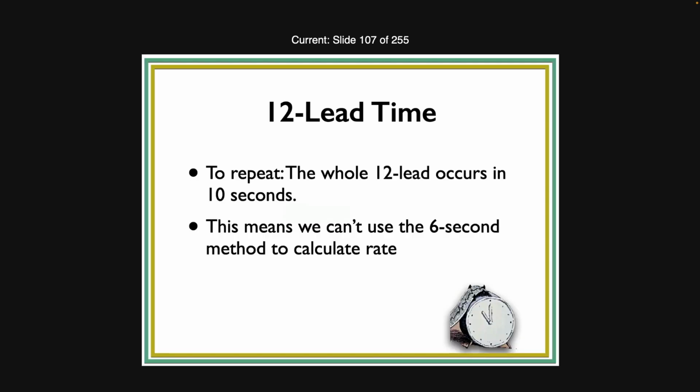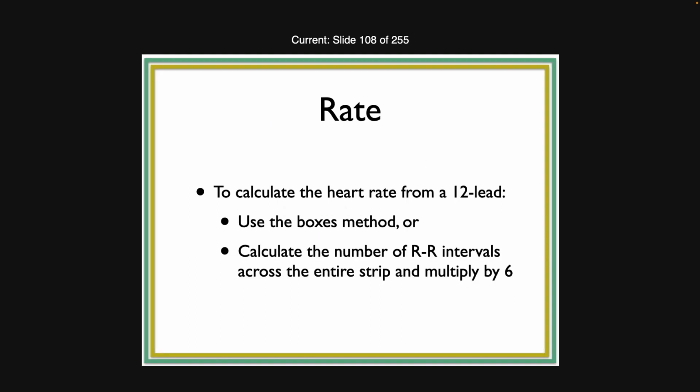Now, to repeat, we're so used to 6-second strips. And everybody knows how to calculate the rate on a 6-second strip. Unfortunately, it doesn't transfer over 100% because we now have a 10-second strip, okay? So this means we can't use the exact same 6-second method. You can always use the boxes method.